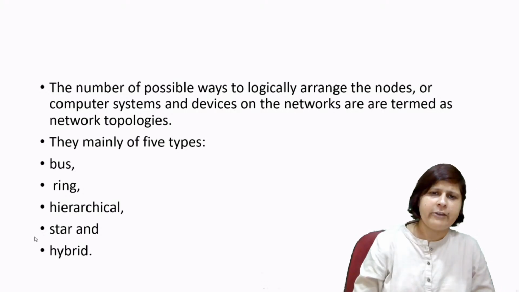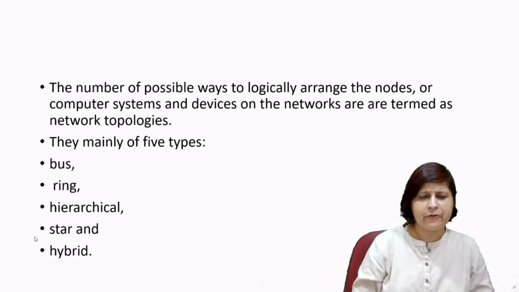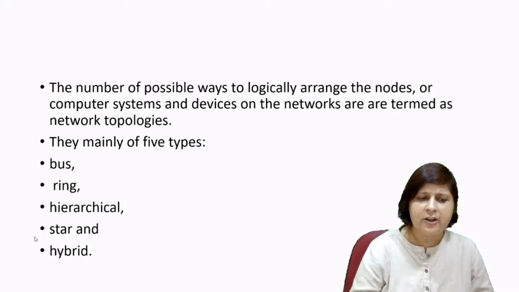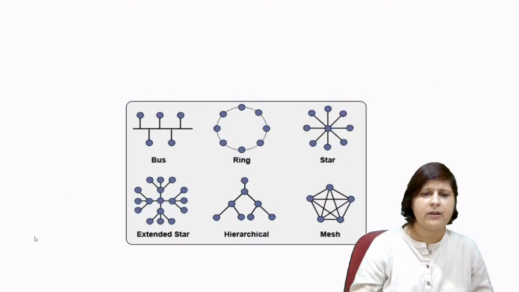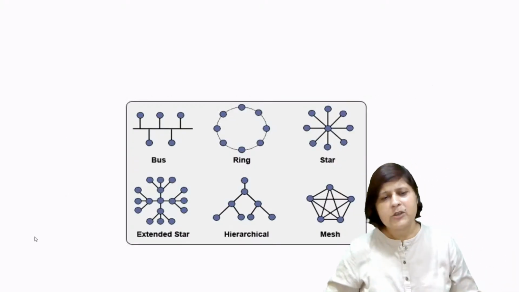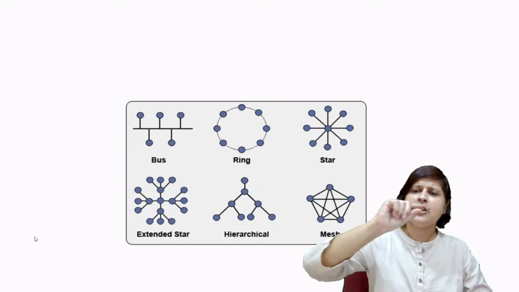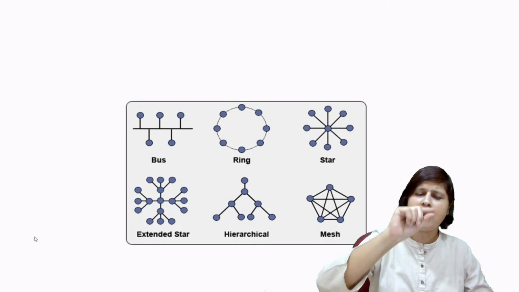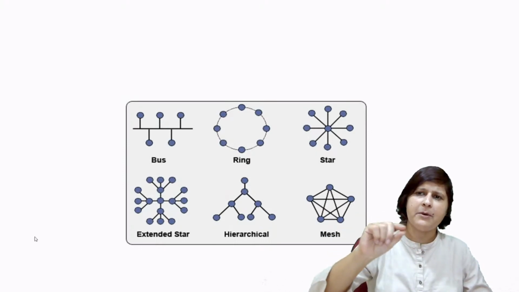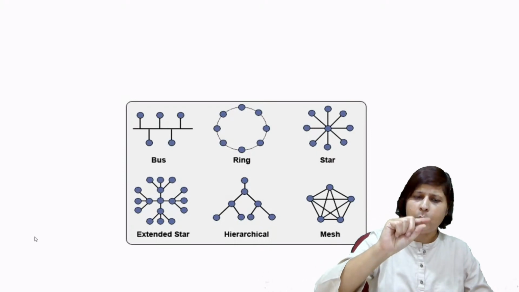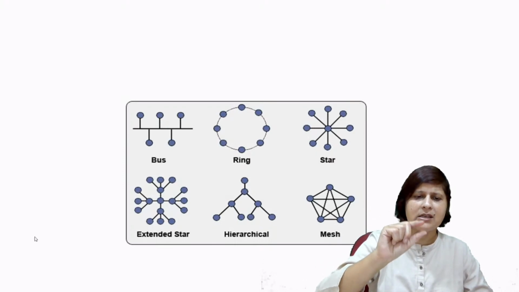There are many types of topologies, but there are five main types: bus topology, ring topology, hierarchical topology, star topology, and hybrid topology. These are the diagrams of the bus topology. In bus topology, all computers are arranged in a bus form, that is, they are attached through a common cable. There is a central cable, and with this central cable your computer devices are attached.